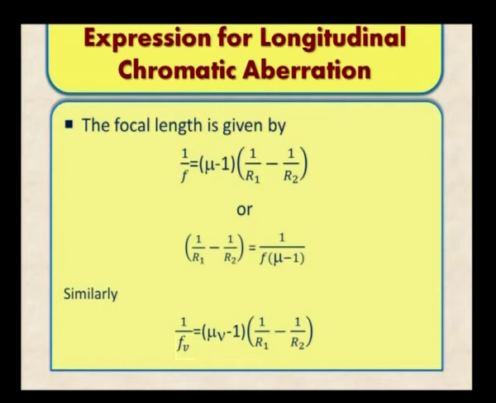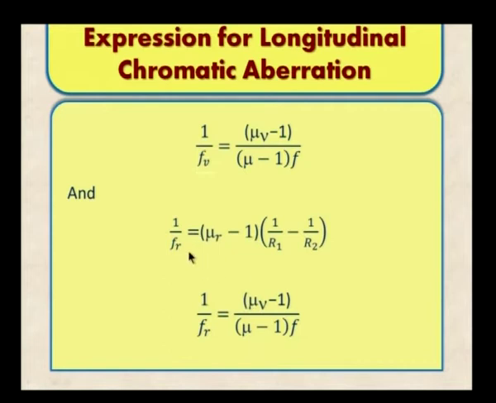Therefore, I write 1 by f v as equal to (mu v minus 1) into (1 by r 1 minus 1 by r 2). A similar expression I will be writing for the red ray also, that will be 1 by f r equal to (mu r minus 1) into (1 by r 1 minus 1 by r 2). So, 1 by f r will be equal to (mu r minus 1) by (mu minus 1) into f.